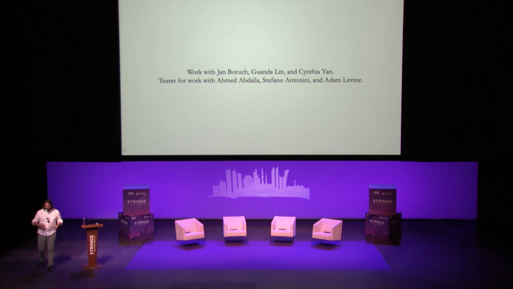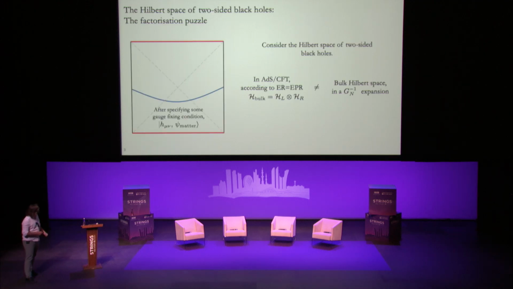Let me introduce what the problem with the Hilbert space of two-sided black holes actually is. So let's consider the Hilbert space of two-sided black holes in AdS/CFT. According to ER=EPR, the Hilbert space that the states of two-sided black holes belong to is a tensor product between the left Hilbert space of the left boundary and the right Hilbert space of the right boundary. So this is a boundary, a purely CFT perspective.